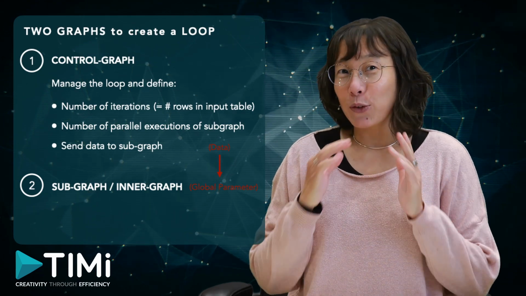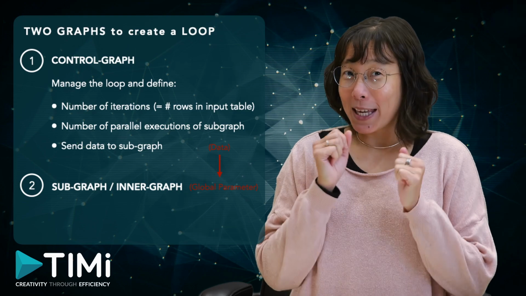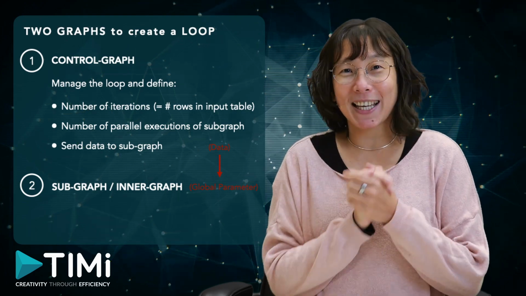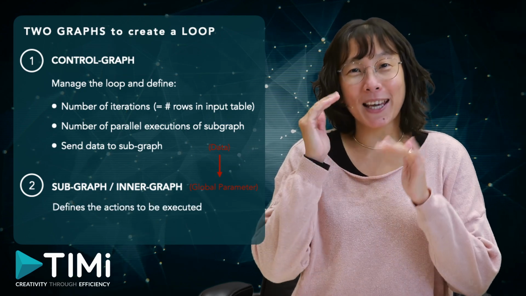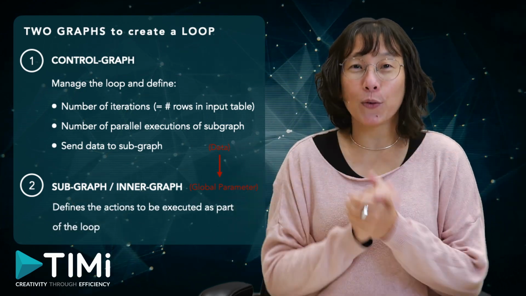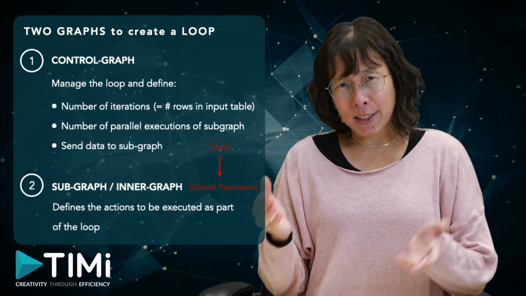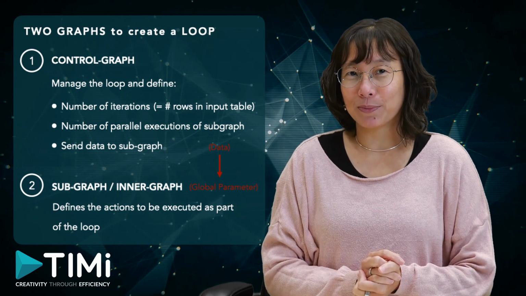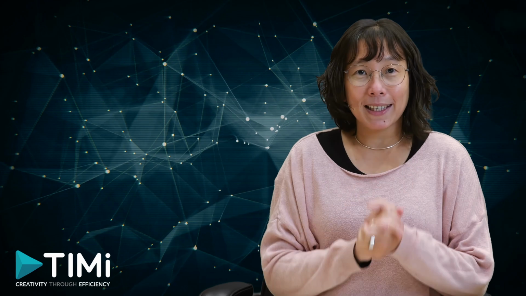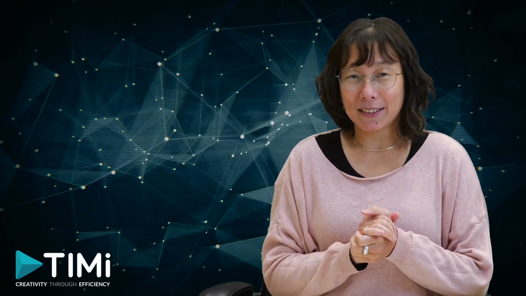The second graph required to run a loop is the subgraph, also known as the inner graph. This graph defines the action to be executed as part of the loop. It will be executed for each iteration defined in the control graph. Let's take a closer look at this process.